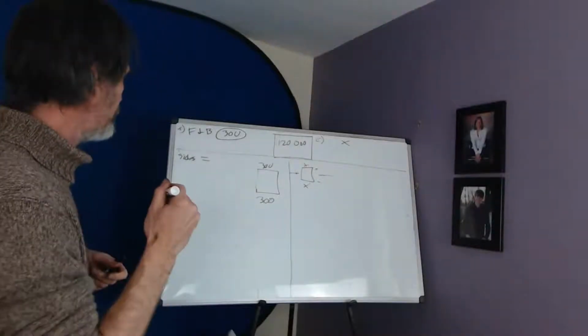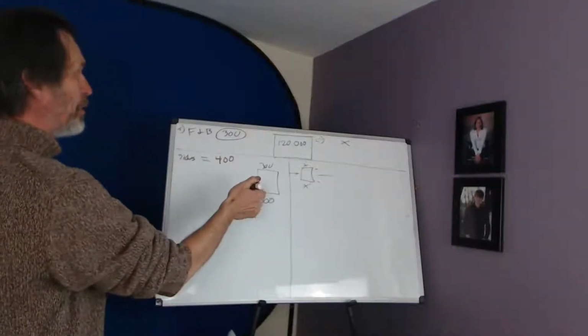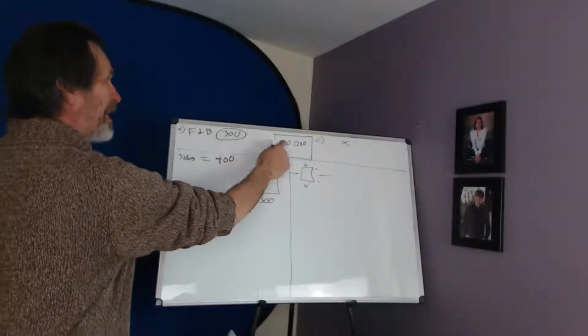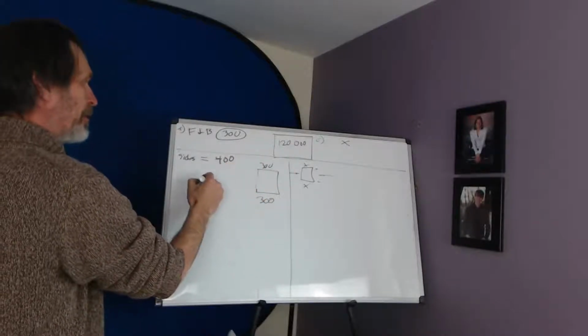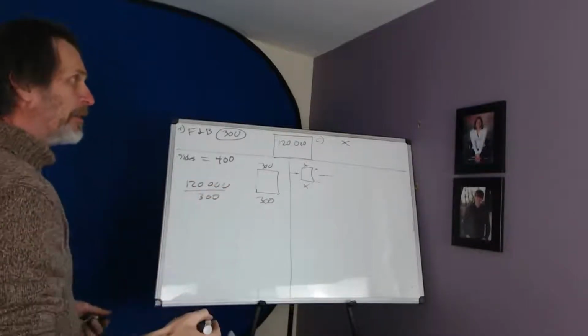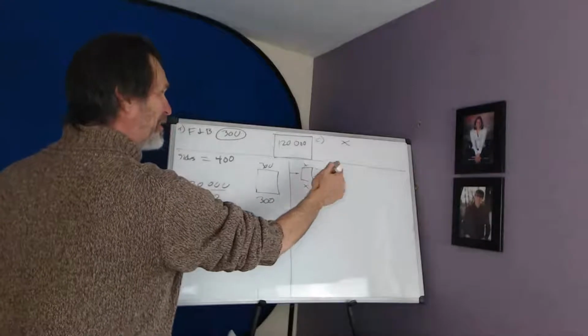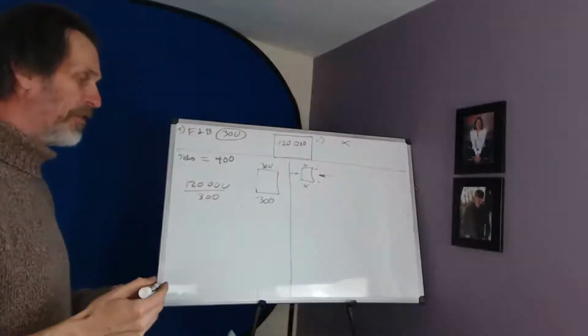Yep. And I'm guessing, Stacia, you got that because you knew that that times that has to be this, or this 400 was 120,000 divided by 300, right? So if this is X and this is X, what would be an expression for the length of the 2 sides?